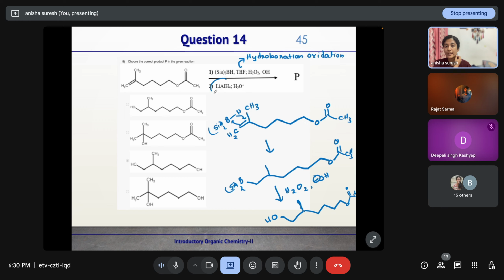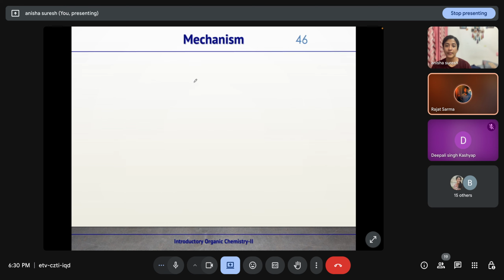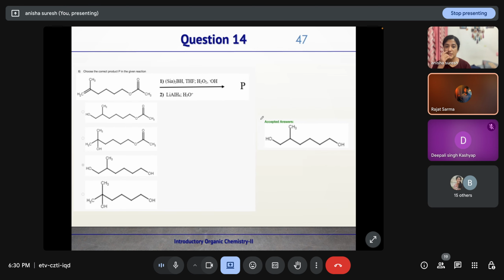Now upon treating with LiAlH4 and hydrolysis, what will be the product that will form? Ester will be reduced to primary alcohol. Yes, the ester will get reduced to primary alcohol. So option C will be the right answer in this case. LiAlH4 can reduce this ester all the way to primary alcohol. Yes, ma'am. Got it. So option C is the right answer.